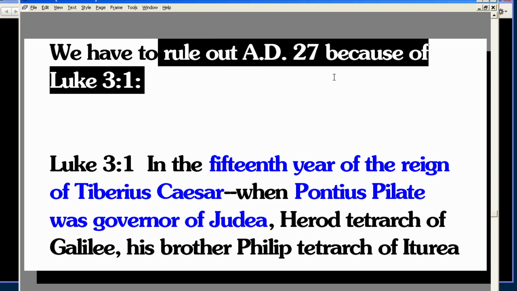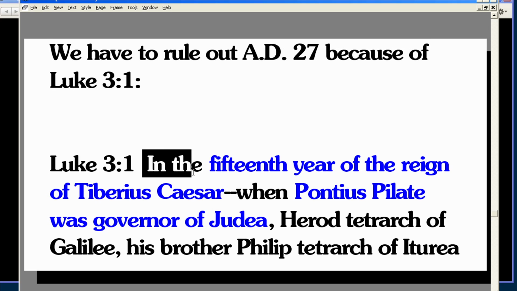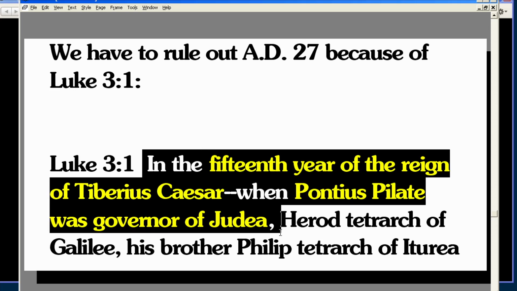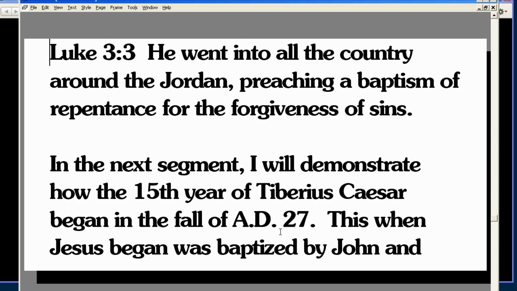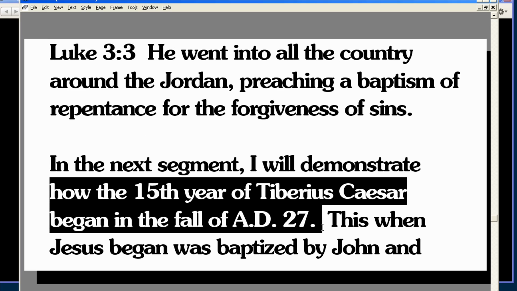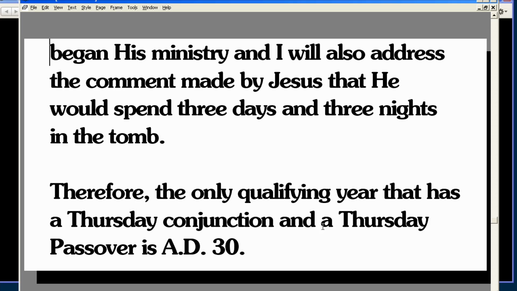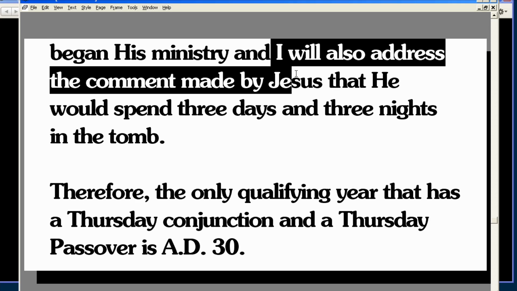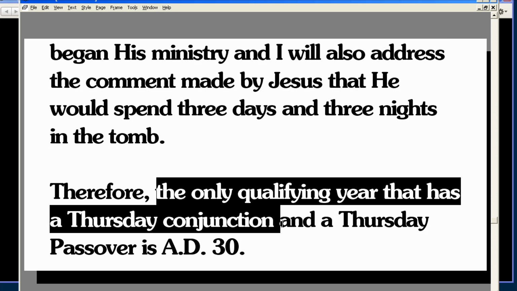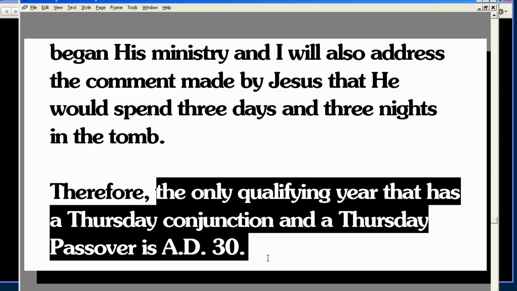We have to rule out AD 27 because of Luke 3:1. Luke 3:1 tells us that Jesus is baptized in the 15th year of the reign of Tiberius Caesar, when Pontius Pilate was governor of Judea. Later on, I will explain how the 15th year of Tiberius Caesar began in the fall of AD 27. This is when Jesus was baptized by John the Baptist, and I will also address in the next segment the comment made by Jesus that he would spend 3 days and 3 nights in the tomb. So the only qualifying year that has a Thursday conjunction and a Thursday Passover is AD 30.